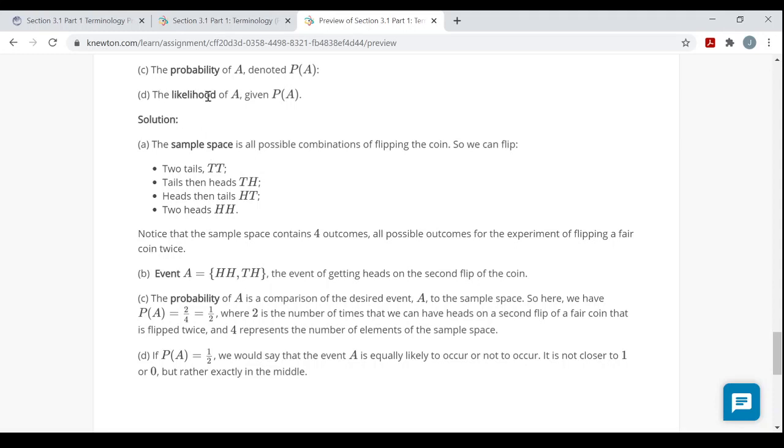And then what's the likelihood of event A? If the probability of A is a half, we would say that event A is equally likely to occur or not occur. There's a 50-50 chance. It is not closer to 1 or 0, but rather exactly in the middle. So if a probability is closer to 1, that means that it's more likely to occur than not to occur. And if a probability is closer to 0, that means it's more likely to not occur than it is to occur.